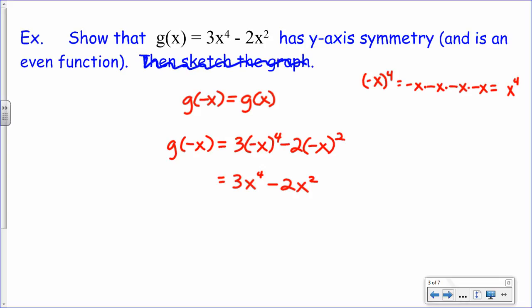It's not this negative and negative together. Remember, exponents come first. So you have to do the negative x squared, which is x squared, and then that's multiplied by negative 2. But they have to all have even exponents. So is this the exact same as my original function? Yes. So therefore it is even and it has y-axis symmetry.